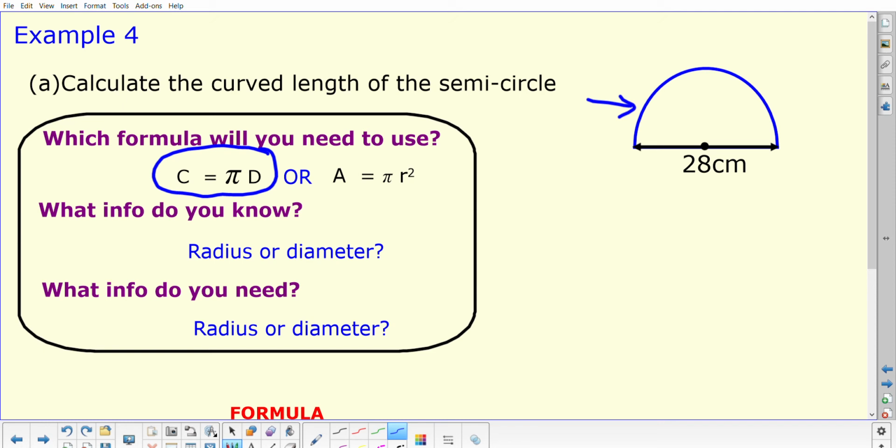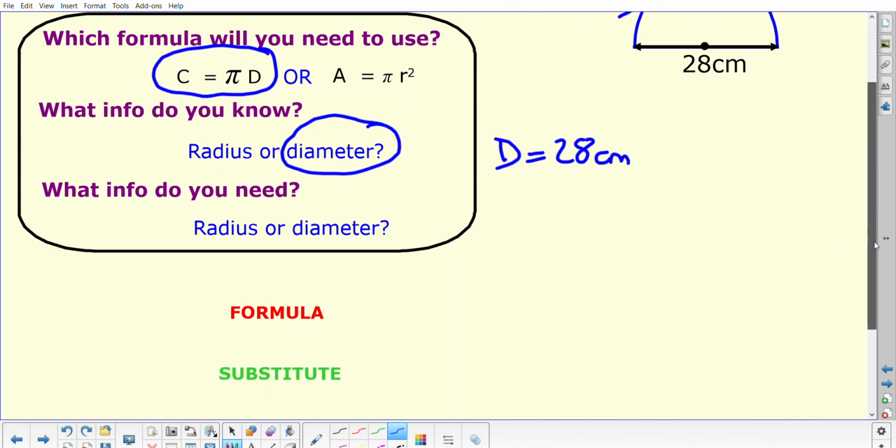What information do you know? So in this diagram here, in this semicircle, that distance through the centre to the other side, you actually know the diameter. You know that the diameter is 28 centimetres, and because we're going to be using the circumference formula, which involves pi d, then we don't need to do anything about the radius. So our starting point here is you write down the formula, which of course is C equals pi d.